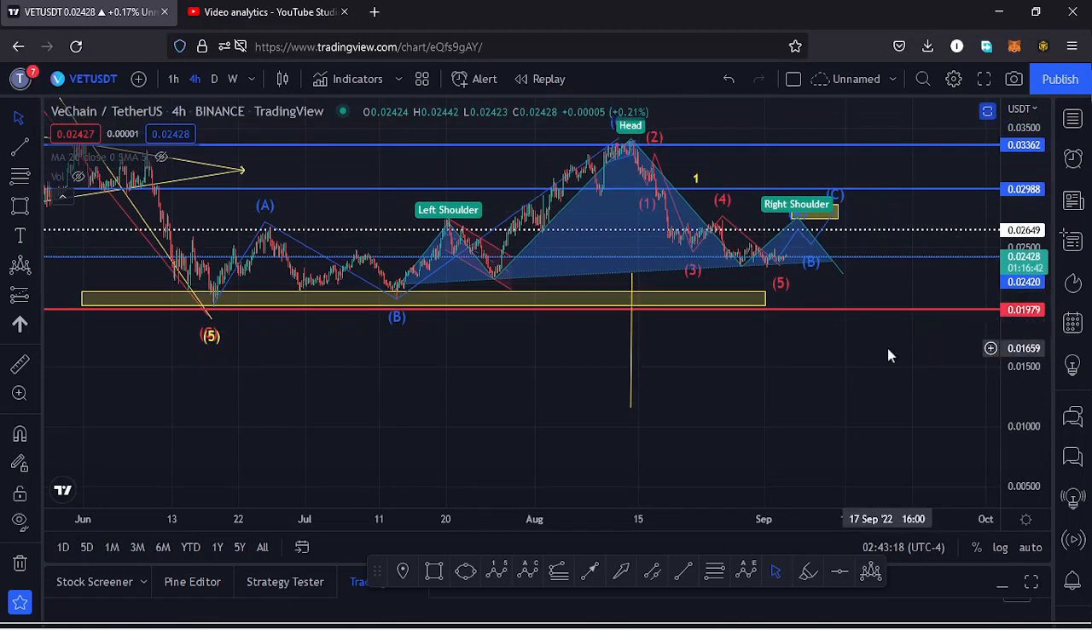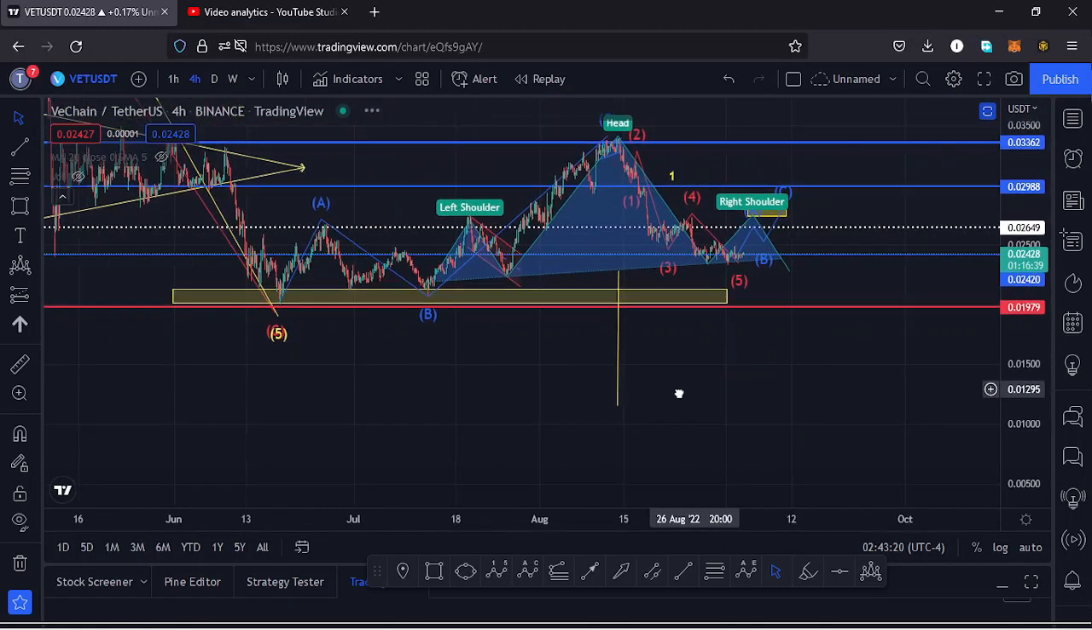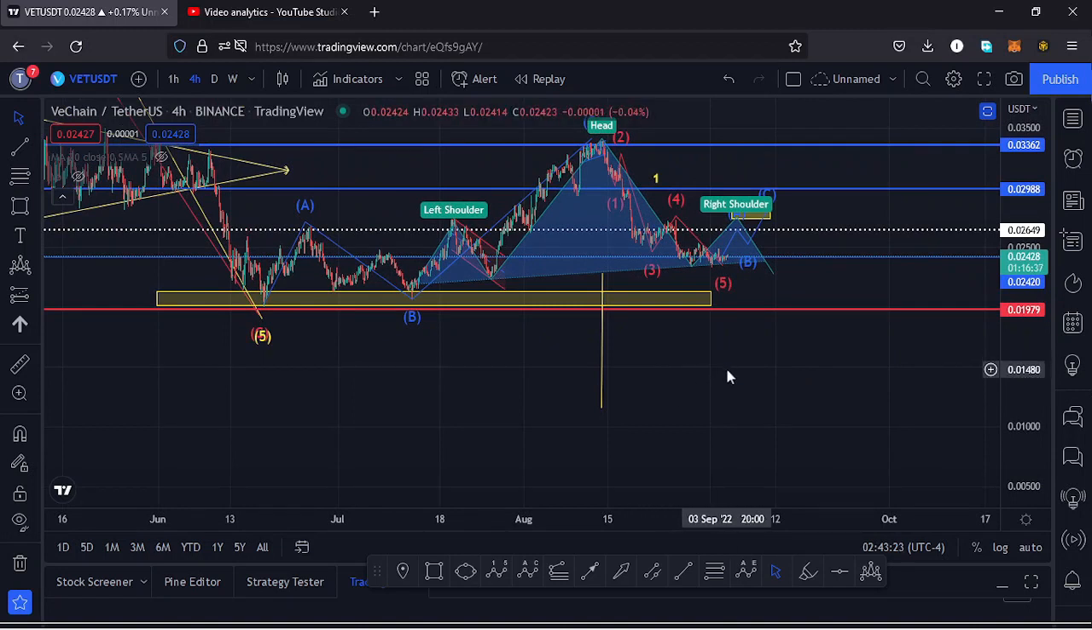So that is a very bearish pattern here on the charts, and in case that plays out, that will be giving us our lower lows, and that can also play out in the formation of an Elliott wave structure here on the charts. So let's be patient and see how that plays out.